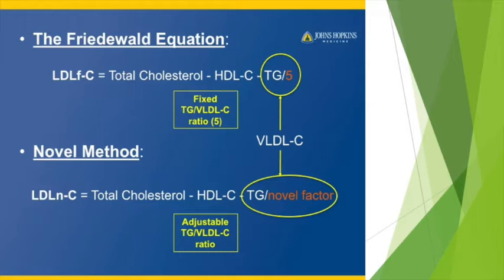Most health systems use the Friedewald equation to calculate LDL. The Friedewald equation calculates LDL by subtracting HDL and VLDL from total cholesterol. VLDL is estimated by dividing triglycerides by 5.